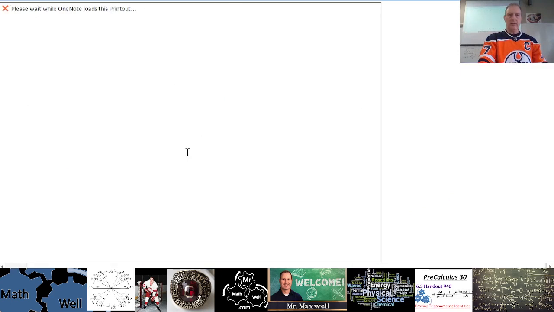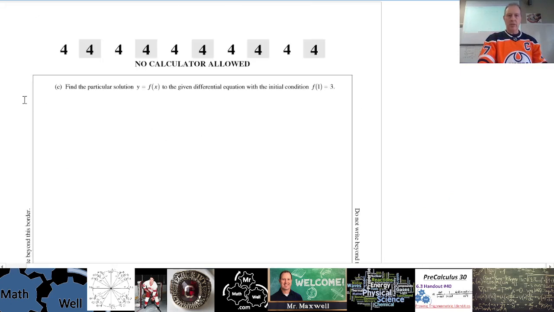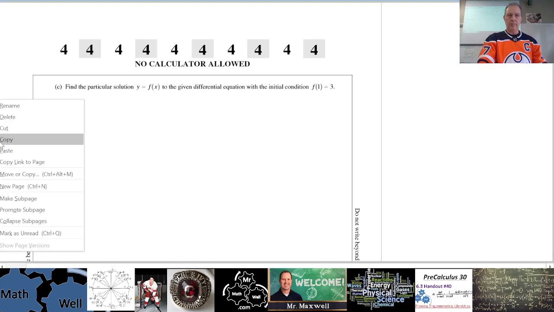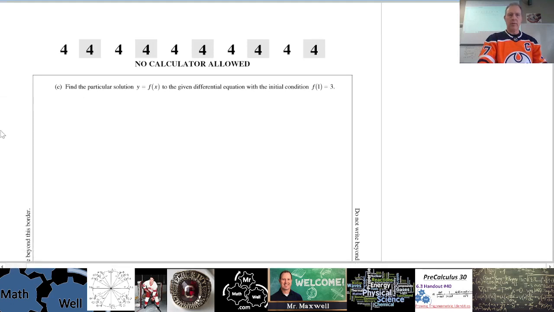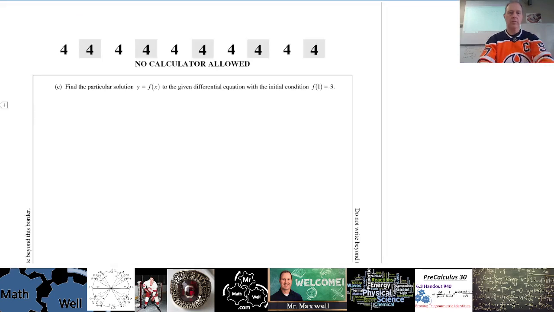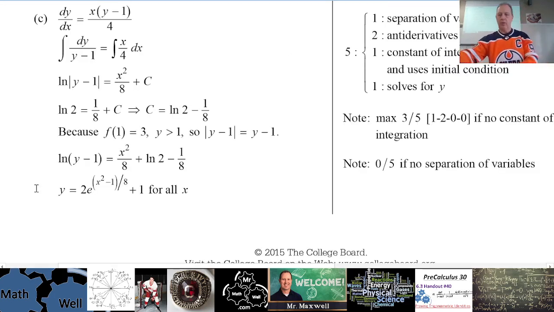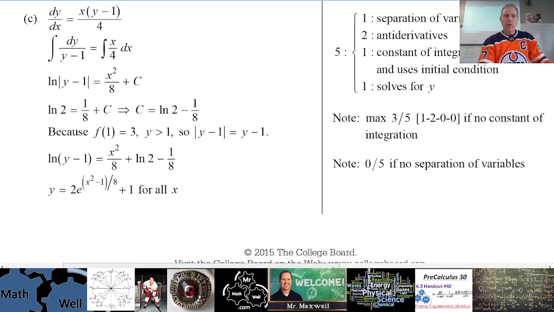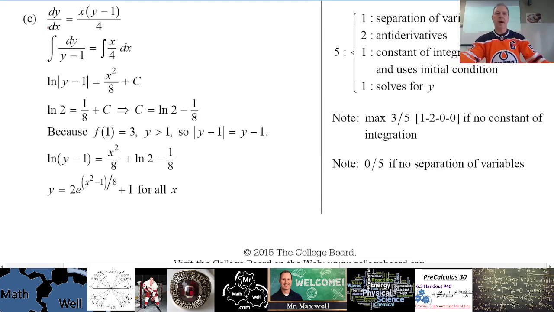So I think C is just find a particular solution, right? So this is where we do the separation of variables, I guess, then. Okay, so we'll just take a look at the answer key here and assess the points. So separable differential equation, yeah. So the x over 4 can stay on the one side. The y minus 1 has to go down here in the denominator, and the dx has to come up here. So we end up having 1 over y minus 1 as an expression.